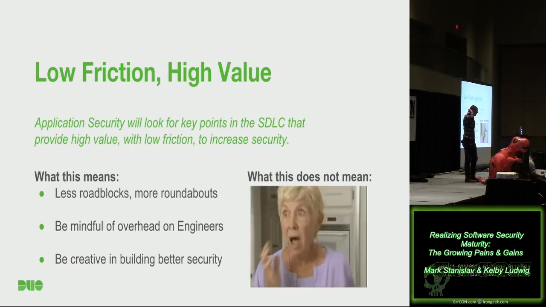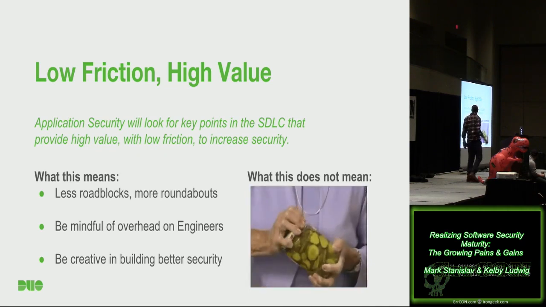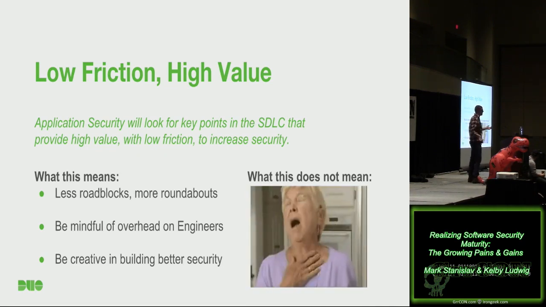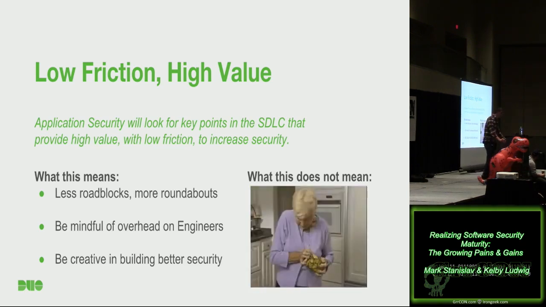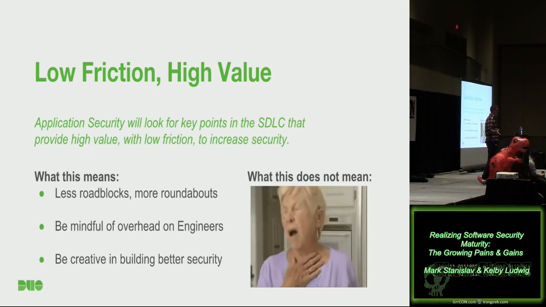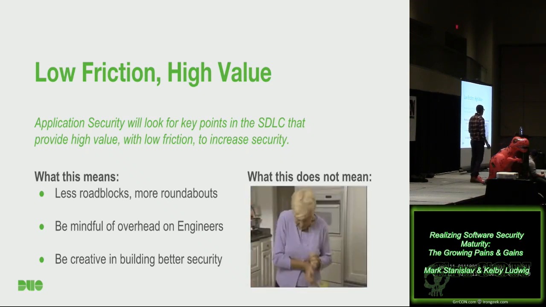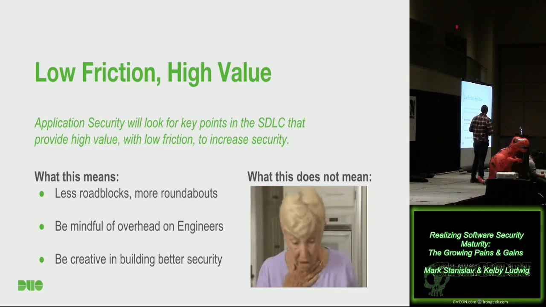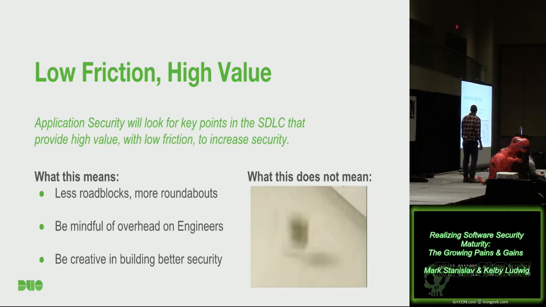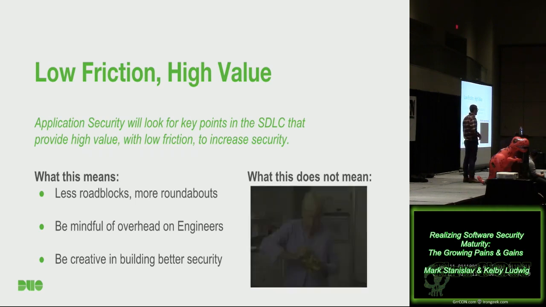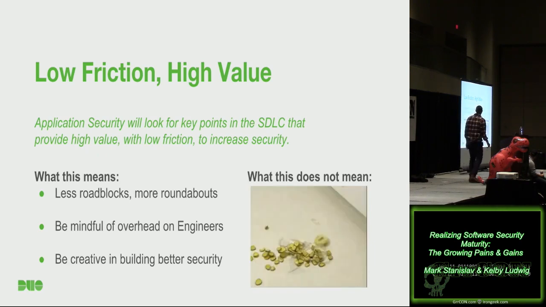Our second team value is low friction, high value. It's easy to make changes without any regard to how engineering operates. But at Duo, we want to make sure that whatever changes we are making, we're being considerate about what that means to engineering. We want to be less about roadblocks and more about roundabouts. We don't want to be doing security work that's the physical equivalent of, say, tapping a knife on a pickle jar trying to get it open.